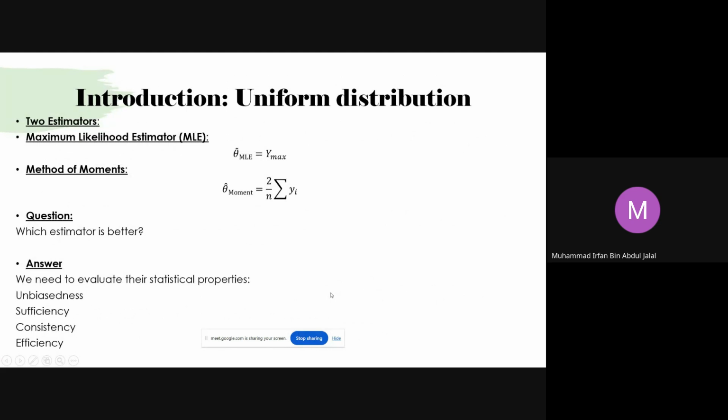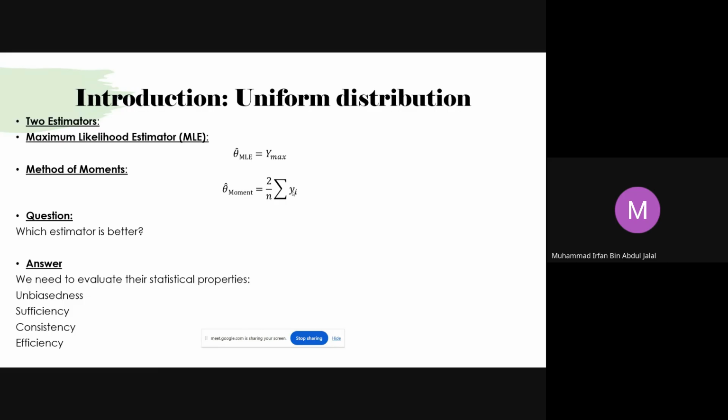But there's also another method to estimate theta for the uniform distribution, called the method of moments. Based on the results we already know, the moment estimator for theta is given by this equation: 2 over n times the summation of the observations, y1 plus y2, y3, y4 until yn.